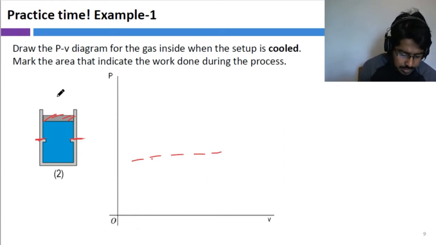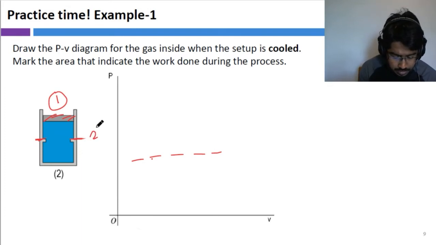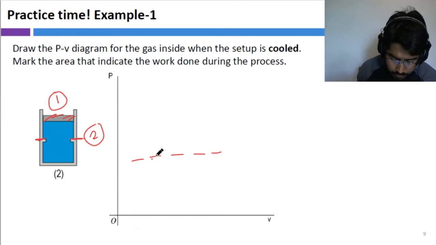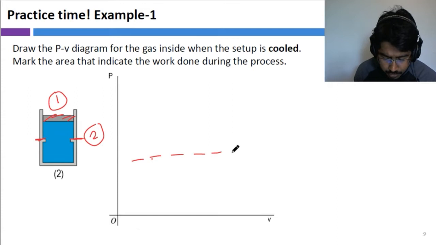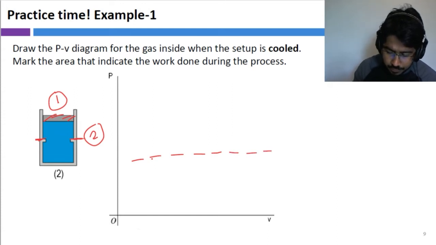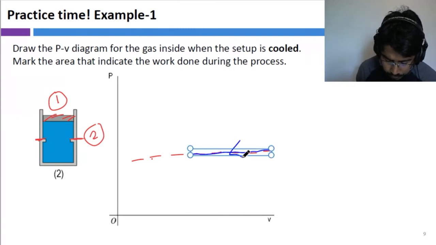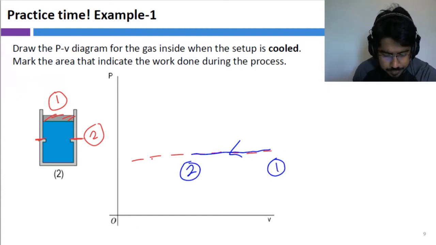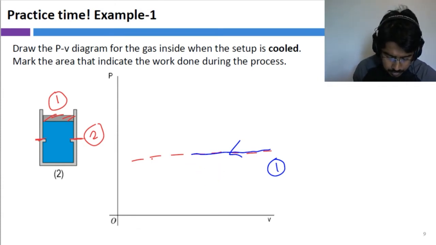We'll call this state 1, and we'll call the state when the piston is just touching the stops 2. Now what can we say about the volume? Is it reducing or increasing? Obviously, as we can physically see, the volume is reducing. So we can easily say that process 1 to 2 is happening this way. Do we all agree?